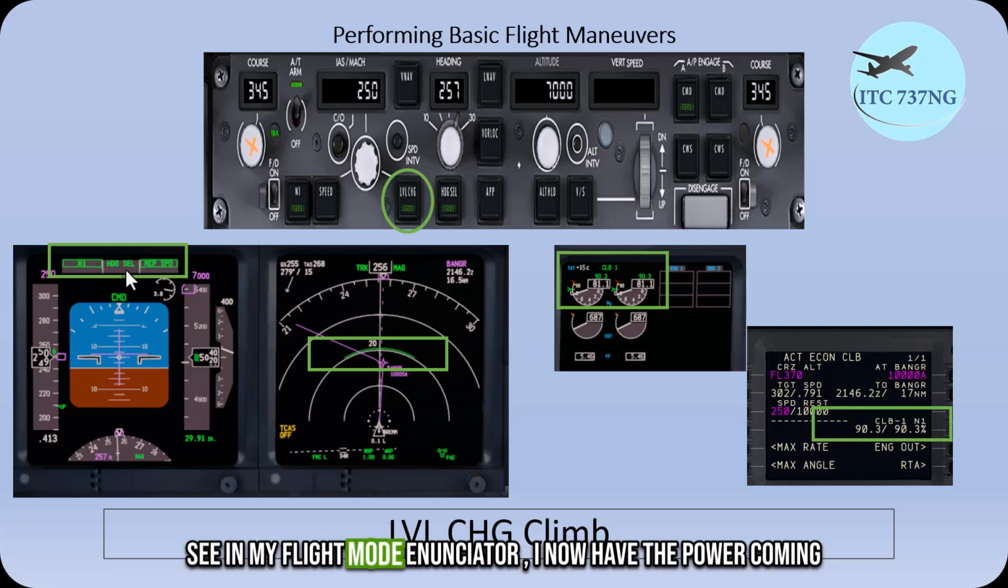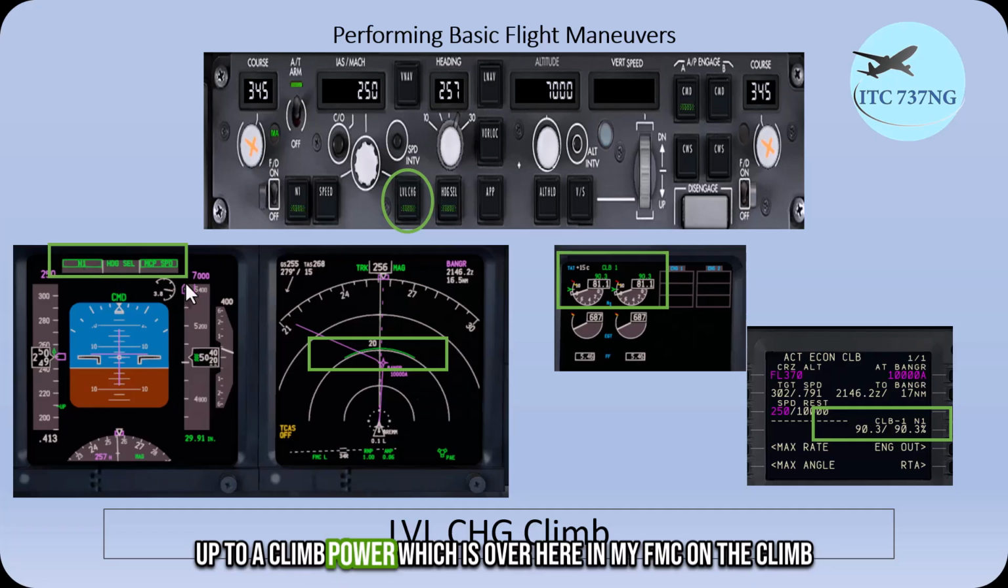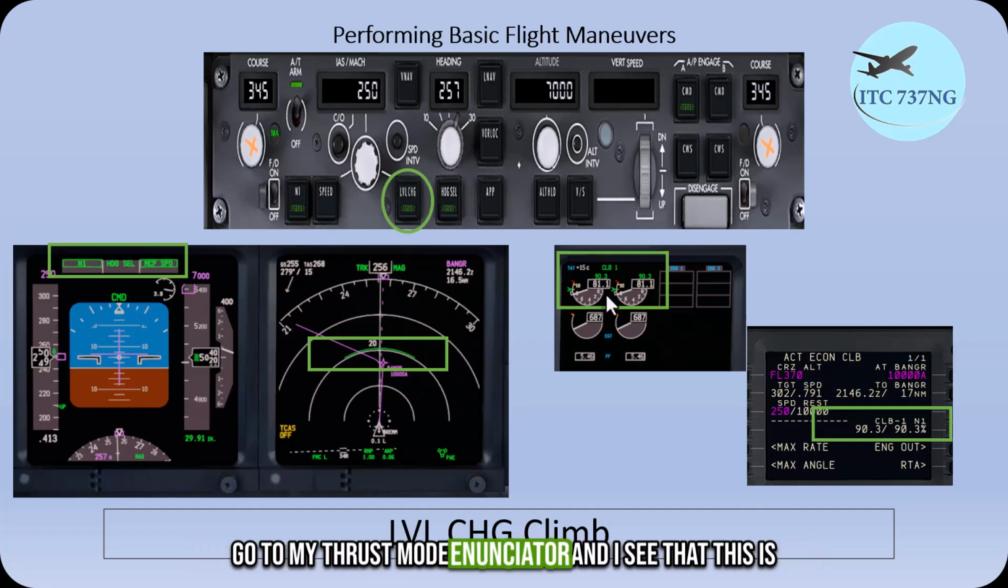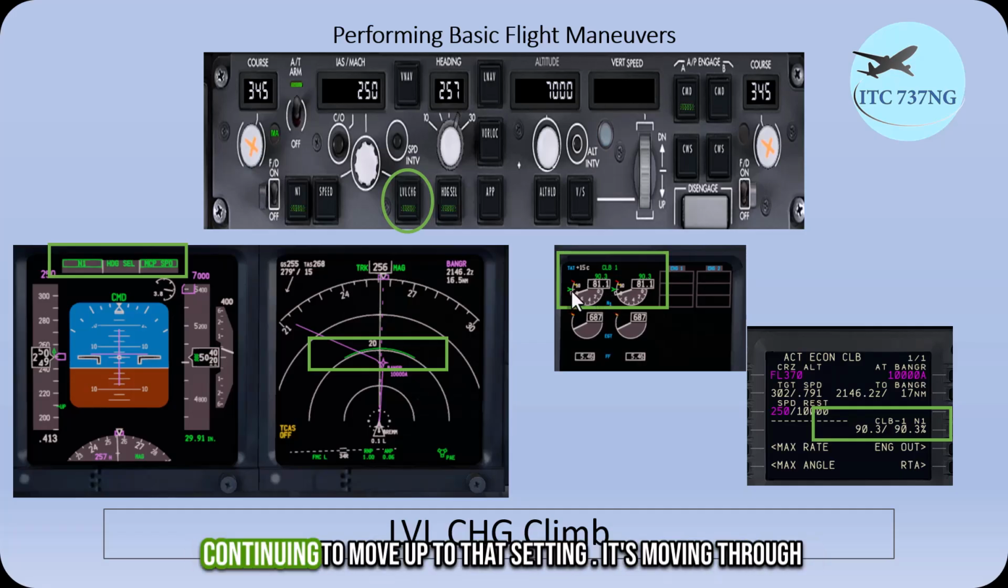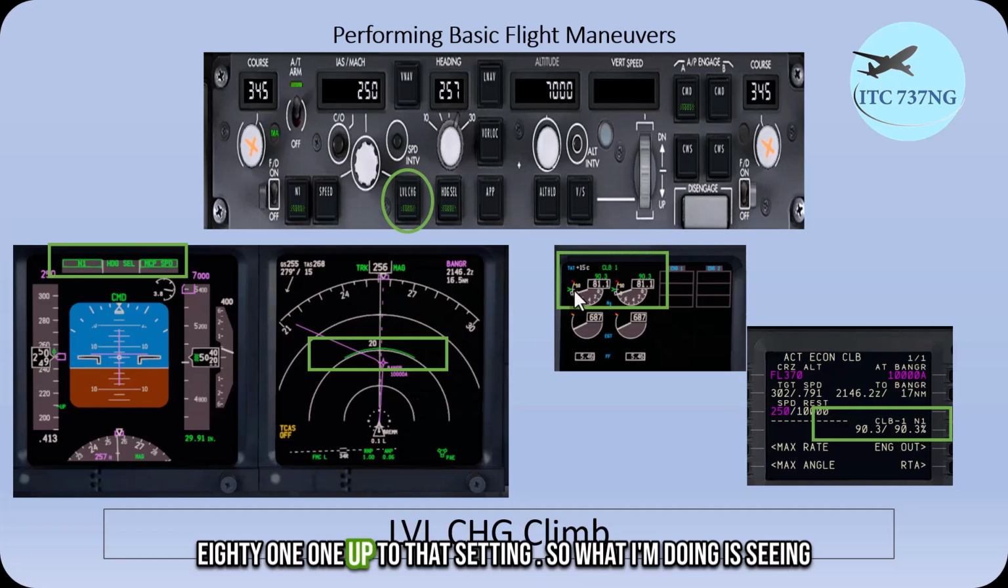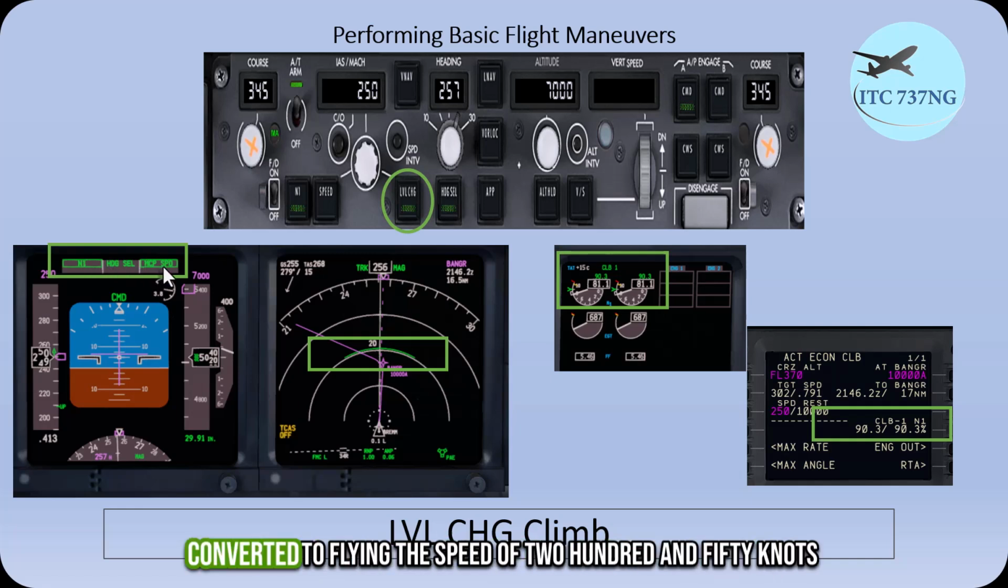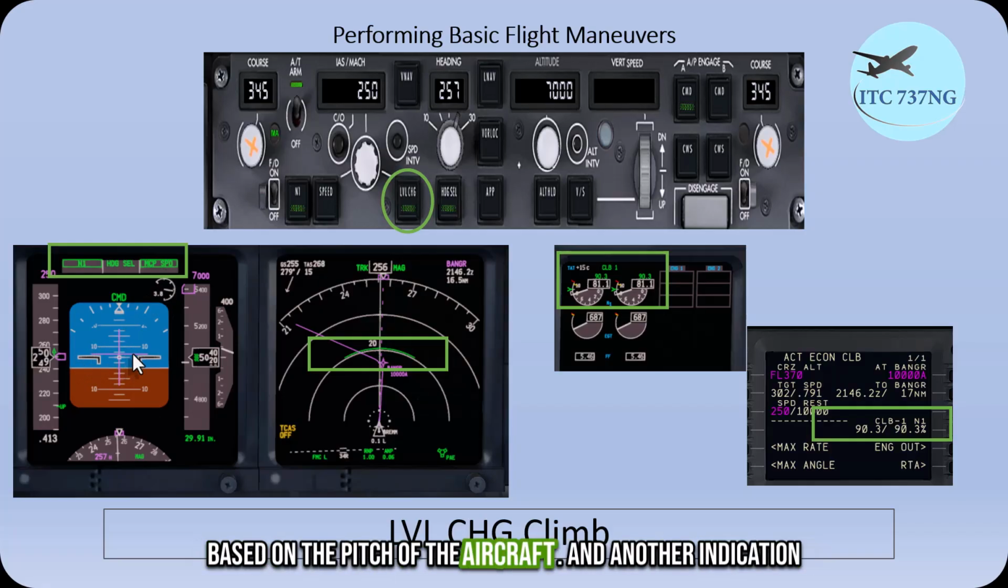I see in my flight mode annunciator, I now have the power coming up to a climb power, which is over here in my FMC on the climb page. And that climb setting is 90.3. And notice I go to my thrust mode annunciator and I see that this is continuing to move up to that setting. It's moving through 81.1 up to that setting. So what I'm doing is seeing that I'm in the climb mode. The pitch window has now converted to flying the speed of 250 knots based on the pitch of the aircraft.